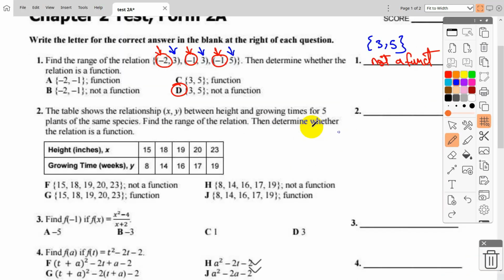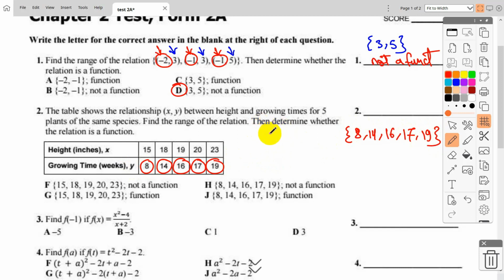The second question requires finding the range of the relation, then determining whether the relation is a function or not. For the first part, in order to find the range, I'll take a look at the y coordinate, which is 8, 14, 16, 17, 19. This is the y coordinate. So the range is the set of 8, 14, 16, 17, 19.